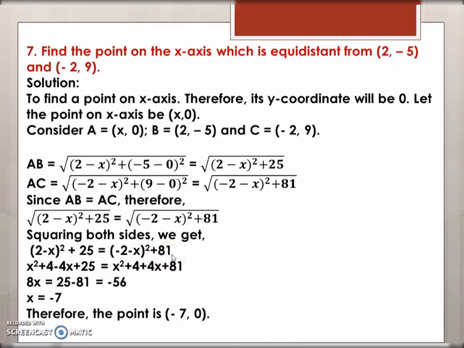Then you will expand it using the identity on both sides. Now x square plus 4 is coming on both the sides, so that can be cancelled. So when you simplify and solve for x, you will get x equal to -7. So the coordinate of that point which is on the x-axis and is equidistant from these 2 points will be (-7, 0).